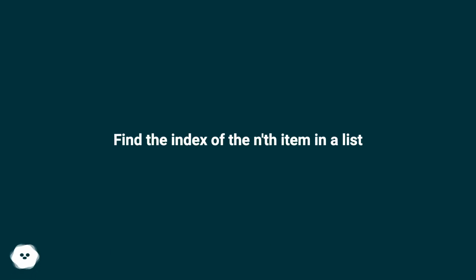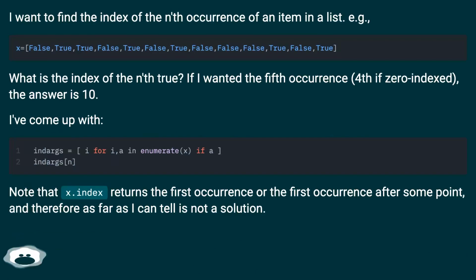Find the index of the nth item in a list. I want to find the index of the nth occurrence of an item in a list. E.g. what is the index of the nth True? If I wanted the fifth occurrence, fourth if 0 indexed, the answer is 10.